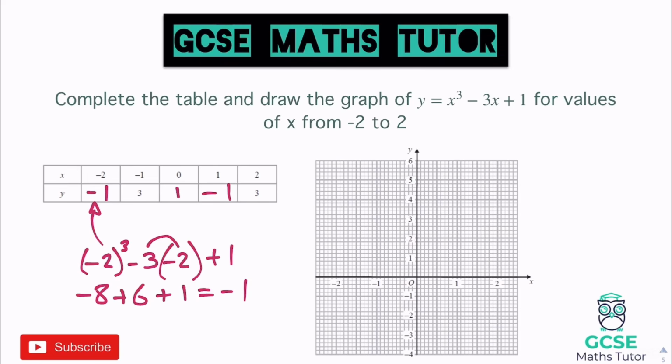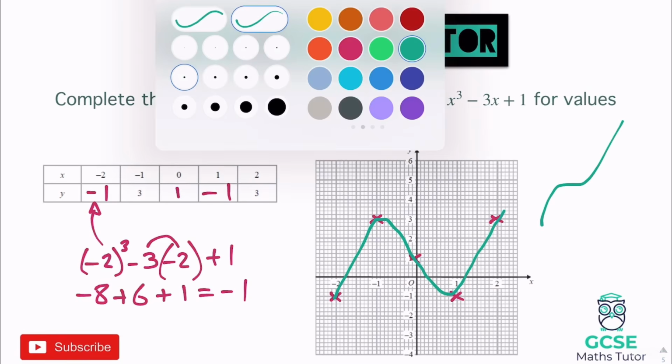So negative 2, negative 1 is here, negative 1, 3 is here, 0, 1 is here, 1, negative 1 is, let's have a look, there, and then 2, 3 is here. There we go. So that looks very bizarre when you're actually plotting this on, but remember it has this sort of wiggly curve that I showed you before, but this one is just a little bit more stretched out. Let's have a look. We've got coming up there, down to here, and up to there. There we go. And that is our cubic graph and what it actually looks like.